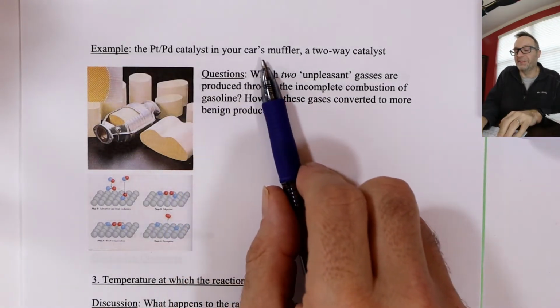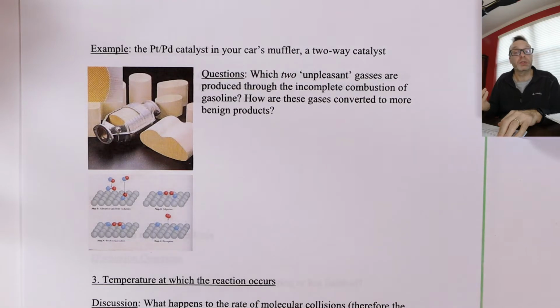All right, so the platinum-palladium catalyst, the new car muffler, is a two-way catalyst. It's called two-way because it does two reactions at the same time, okay? So it gets rid of the two unpleasant gases which a car can create, right? If a car isn't working properly in terms of its combustion, it may not be using enough air, making CO, or it may not be hot enough and may be making nitrogen monoxide instead of nitrogen and oxygen, right? So let's look at that.